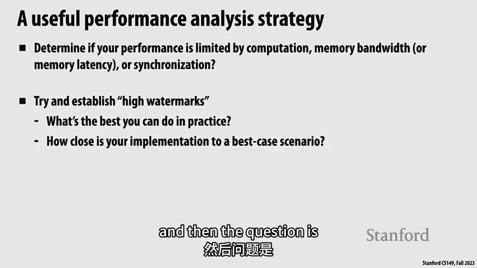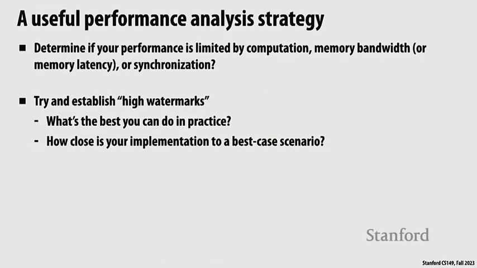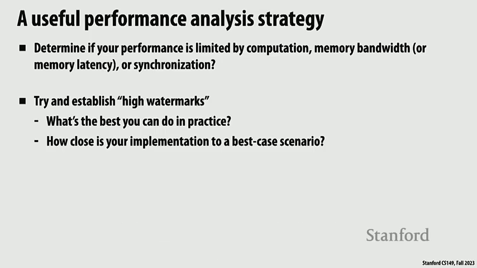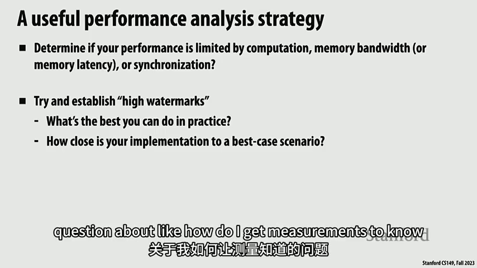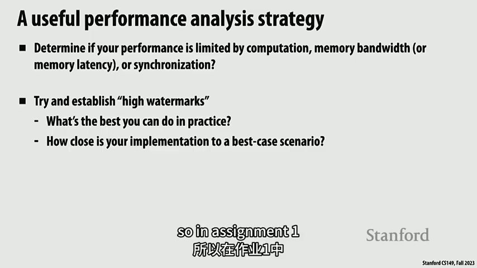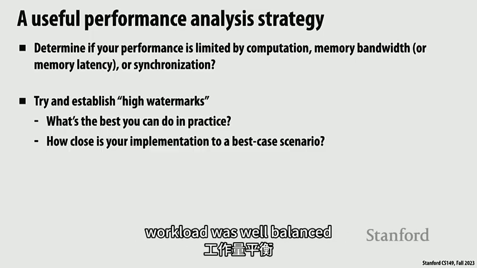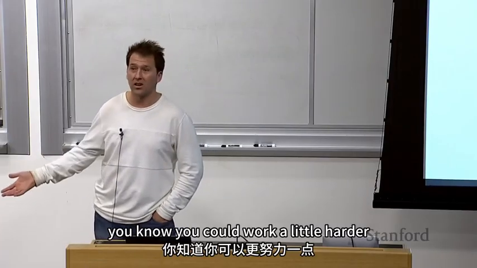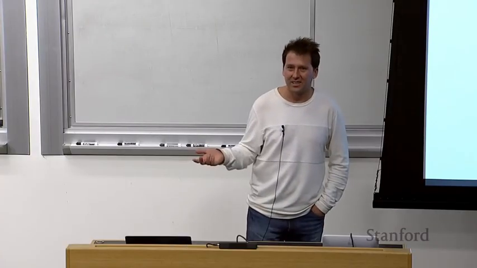Okay? And then the question is, when you're not happy with your performance, one question that I always ask myself is: is there an opportunity to do better? So you ask this question about how do I get measurements to know if I should just keep trying? In assignment 1, you made a lot of measurements that told you whether or not workload was well balanced. And that was really helpful because if it wasn't balanced, you could work a little harder. But what about measurements about am I bandwidth bound or not?